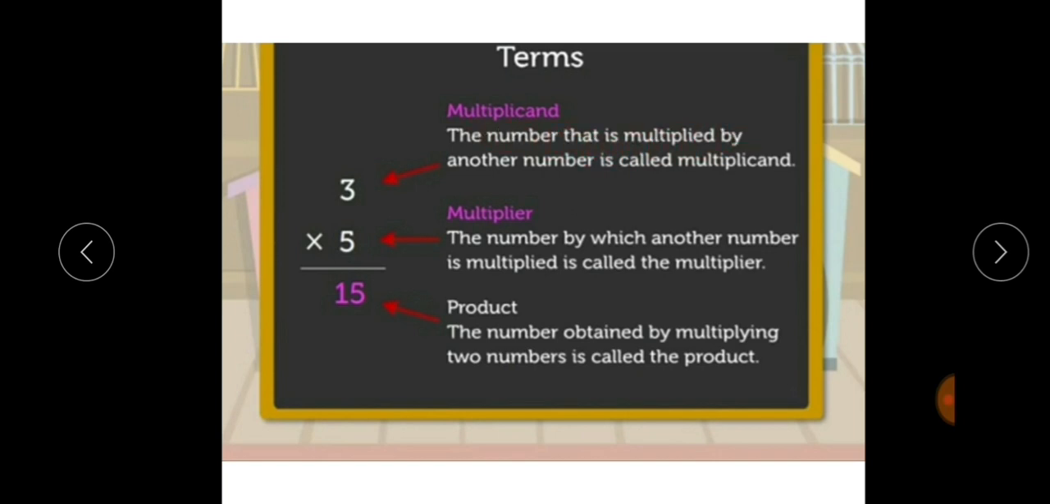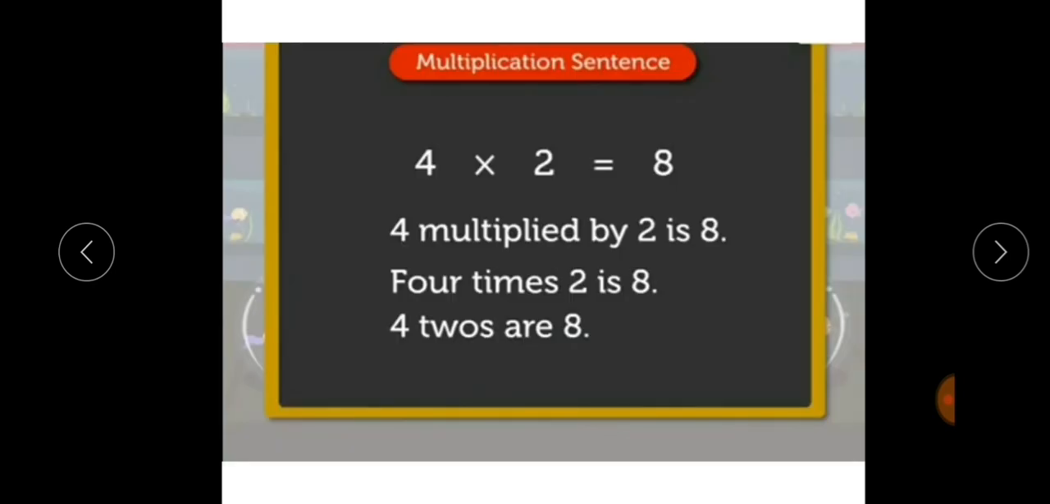Next, let's look at the terms used for the numbers in a multiplication sentence. The number that is multiplied by another number is called the multiplicand. Here 3 is the multiplicand. The number by which another number is multiplied is called the multiplier. And here 5 is the multiplier. The number obtained by multiplying two numbers is called the product. And here 15 is the product. And in the previous example, here 4 multiplied by 2 is 8. 4 is the multiplicand, 2 is the multiplier and 8 is the product. It's clear, children?